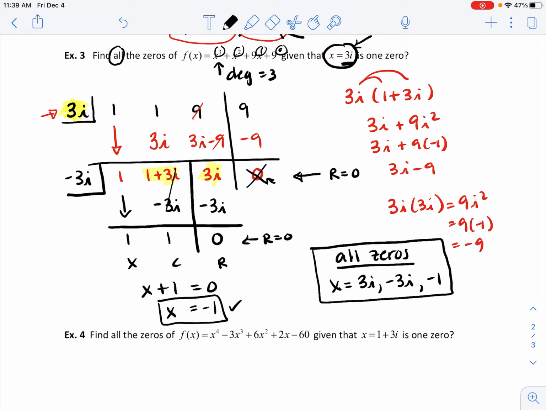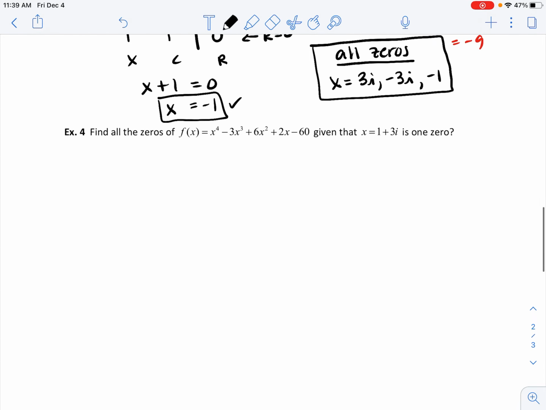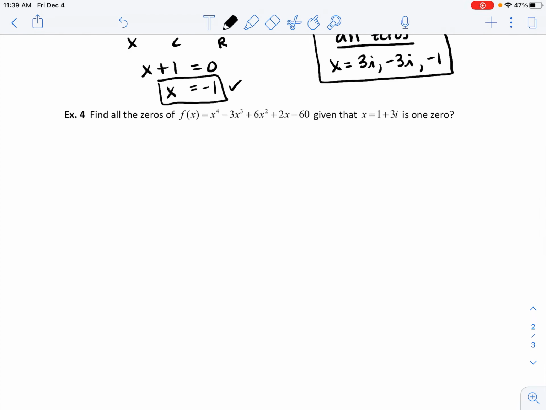Okay, now you guys, this one's really awful, okay? So take a deep breath, okay? We'll just do this together, all right? So look, this time they told me that 1 plus 3i is a 0. Now look, that again is an imaginary number.